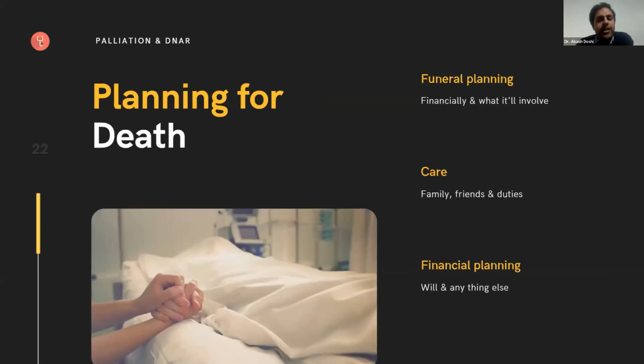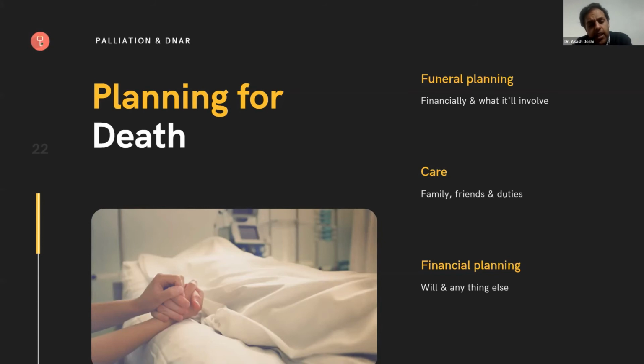Then there's also planning for death. And it can be really helpful to kind of prompt these things so people can discuss them, feel more comfortable raising them. Funeral planning, financially, what it will involve. Care. So thinking about, as the patient themselves, what am I going to do about all the family I'm going to leave behind, the friends that I'm going to leave behind, and all the duties that I usually have? Who's going to do them?